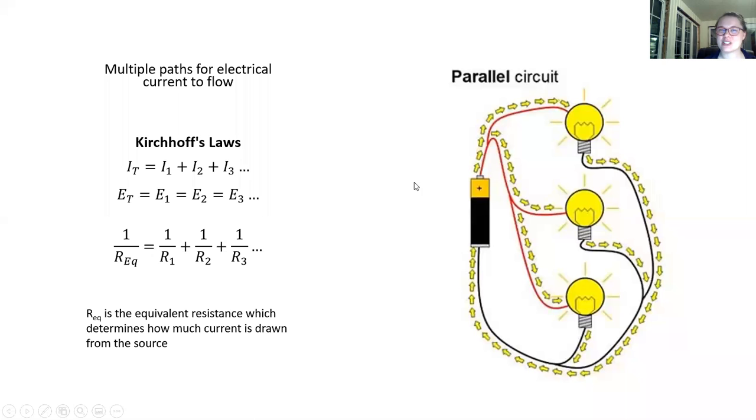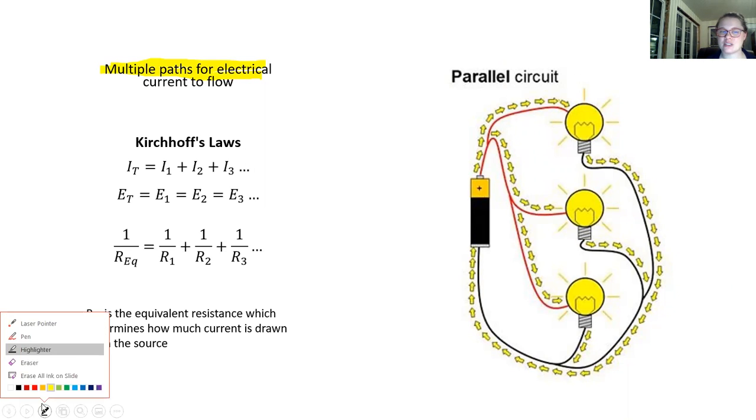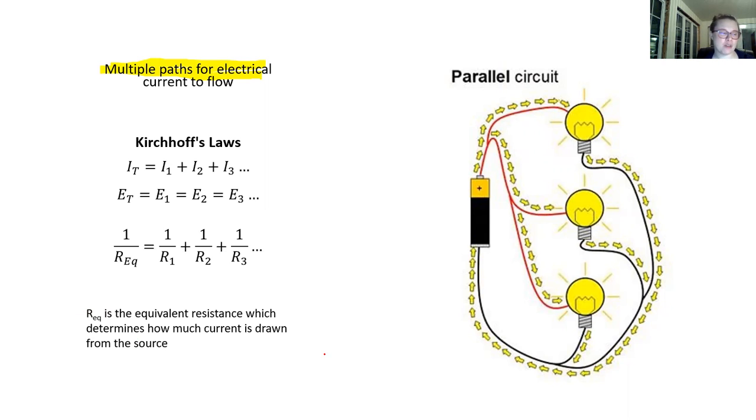So we're going to look at parallel circuits in this section. Parallel circuits are circuits that have multiple paths for electrical current to flow. Multiple paths is really, really important. This is what makes a parallel circuit. When we have multiple paths, the current flows from the battery, but it can split up through those paths. Now, how much current goes in each? Is it going to be the same or different?